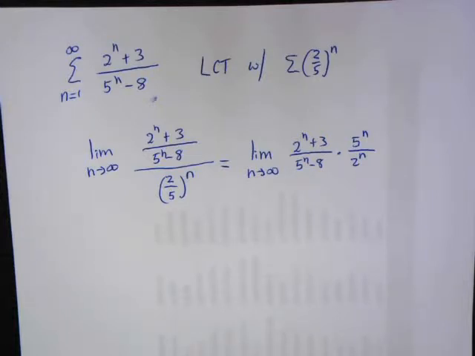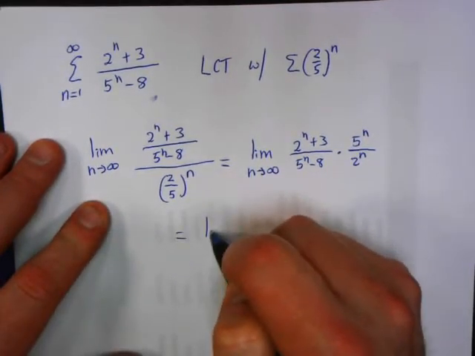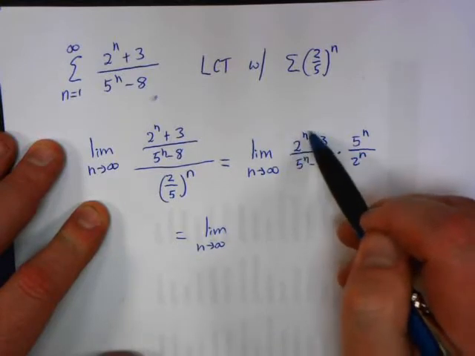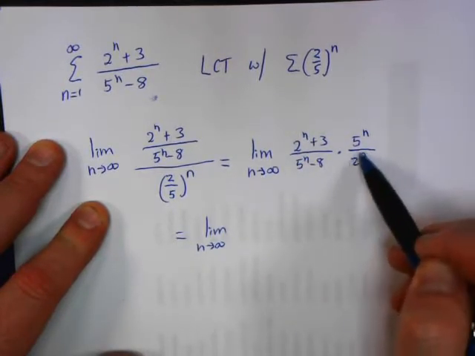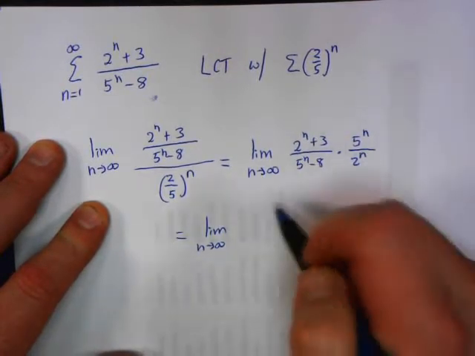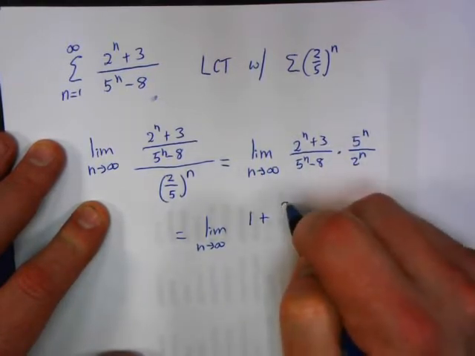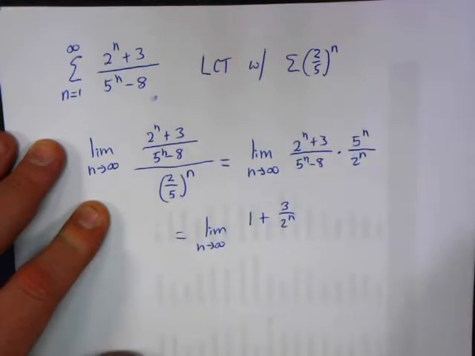How much is that? Well, I'm going to write it like this. This is the limit as n goes to infinity. What happens when I take 2 to the n and I divide it by that 2 to the n? I get 1 plus, what's 3 divided by 2 to the n? It's 3 over 2 to the n.